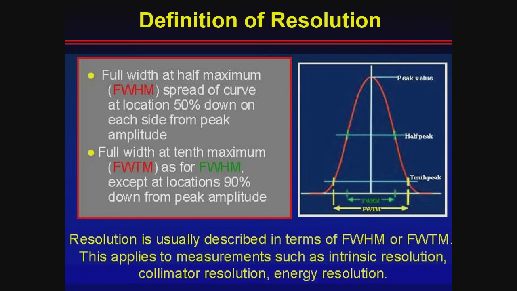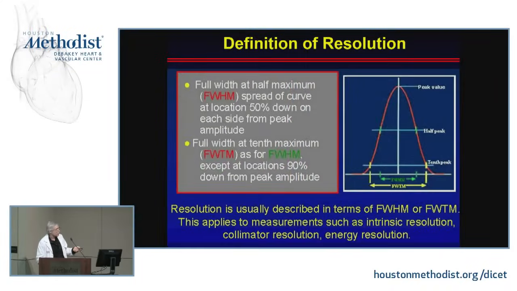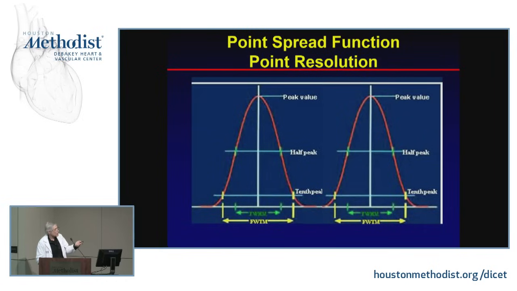Well, the only way is for the dots to be separated by greater than the full width half maximum. Okay? That's an extremely important concept in nuclear cardiology. Here's an example. This is a point source here, and this is a point source here. Here's the full width half maximum. You can see that the full width half maximum is actually less than the distance between those two points. So in this example, you would be able to distinguish two separate points.